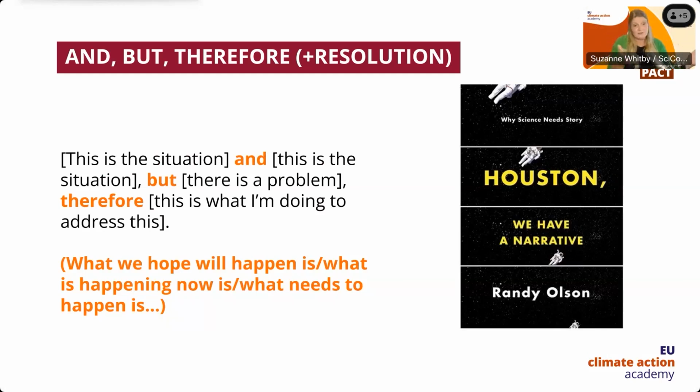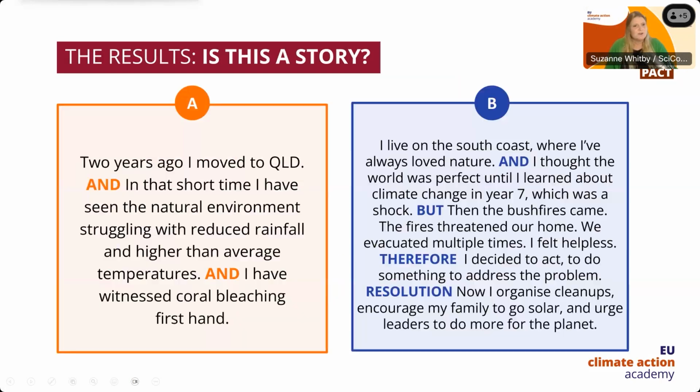And what I've then added in the end, if you want to use it, is a resolution, which says something like, what we hope will happen now is, or what is happening now is, or what needs to happen in the future is, right? If we look at those two texts that I offered you earlier on, we can see that we have text A, and I've just added in these ands, buts, and therefores.